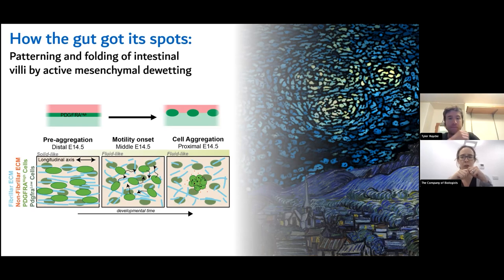And then the subsequent growth outwards of the villus, I don't know if you've looked at that longer term. Is that due to further migration within of the underlying mesenchyme, or is that then taken over by the epithelium?